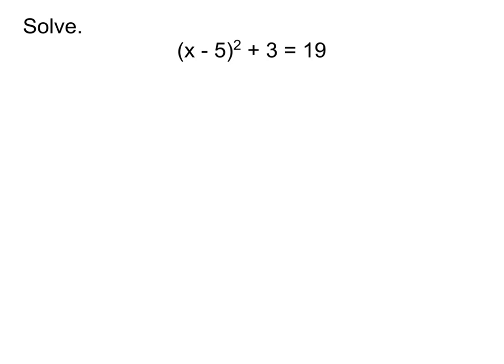All right, so when we go to solve this one, the difference between this and the last one is that this one has that awkward plus 3 hanging out at the end. Well, get rid of it first then. So the very first thing I want to do here is subtract 3 from both sides. And when I do that, I have x minus 5 squared equals 16. And now it looks just like the previous one, just with different numbers.